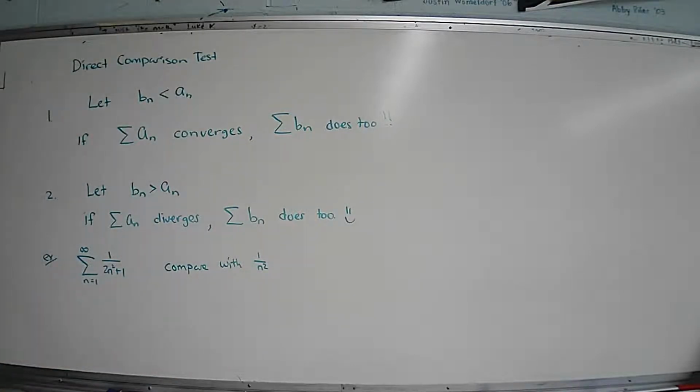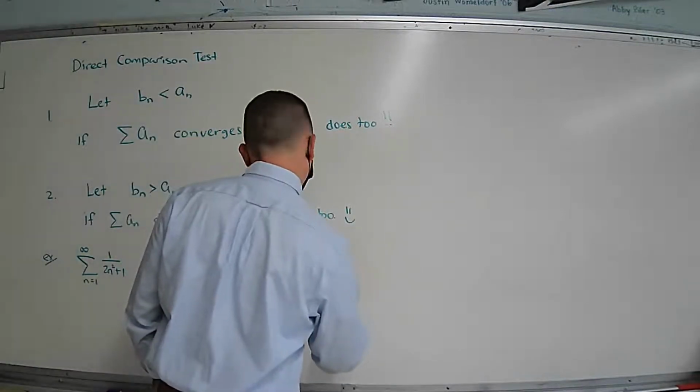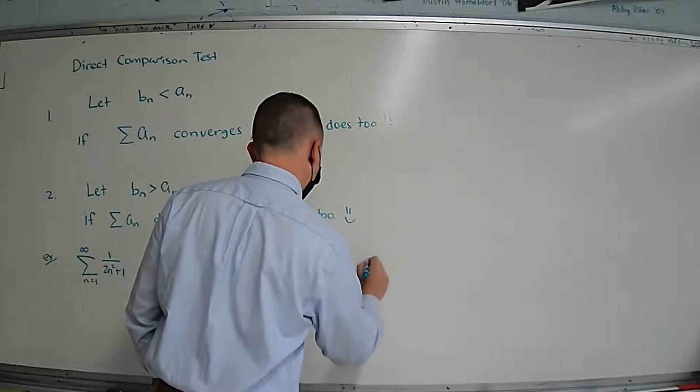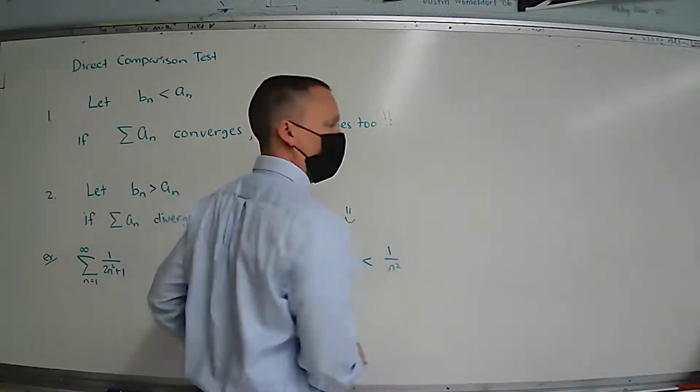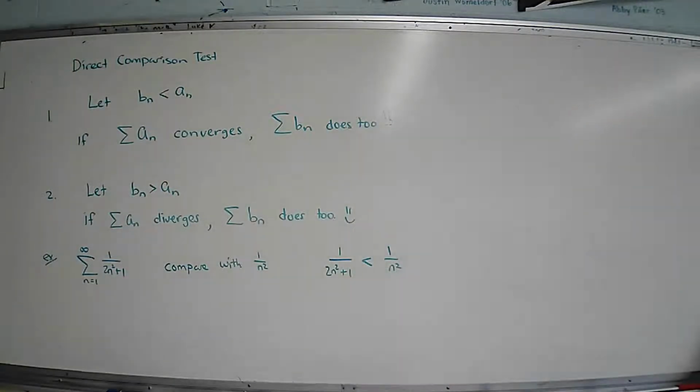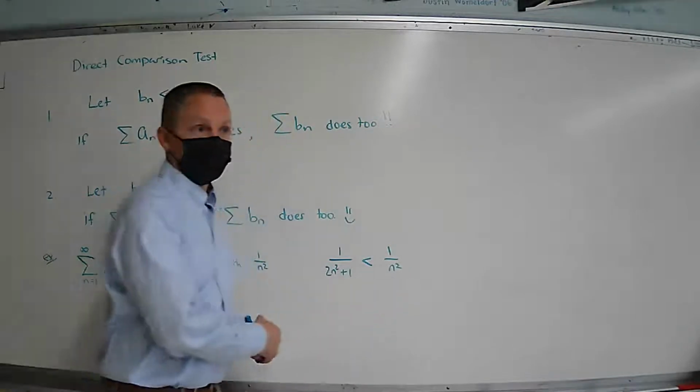So now the thing that we have to determine is, is 1 over 2n squared plus 1 less than 1 over n squared? We have to answer that question. And I'll be honest with you, if you can't answer the question easily, then you probably need to pick a different series to compare with, or use a different test. You don't want to spend minutes and minutes and minutes trying to decide this. This question can be answered fairly easily.